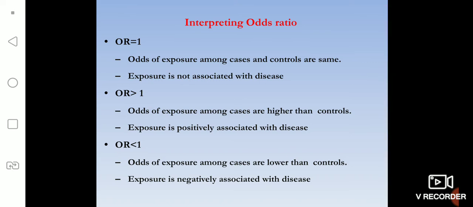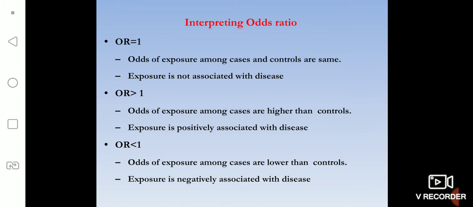Now, interpreting the odds ratio. If the odds ratio is equal to 1, the odds of exposure among cases and controls are the same, that is, exposure is not associated with the disease. Now if the odds ratio is greater than 1, then the odds of exposure among cases are higher than controls, that is, exposure is positively associated with the disease. And if OR is less than 1, exposure is negatively associated with the disease.